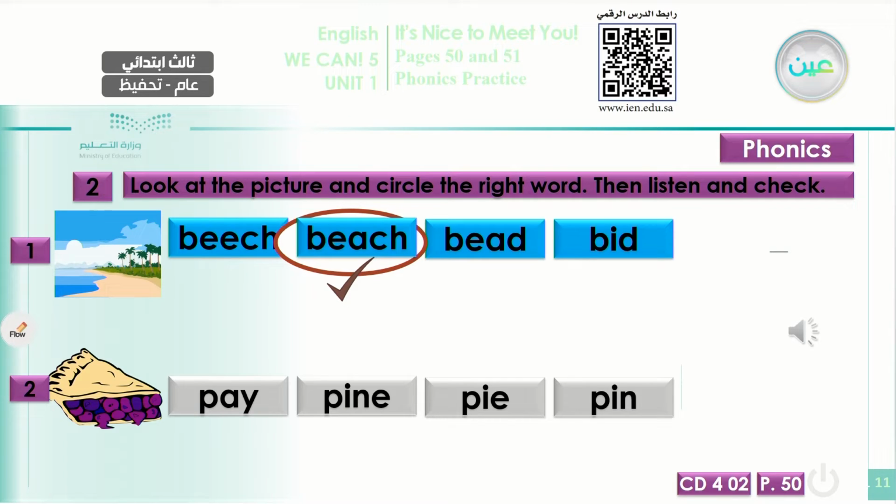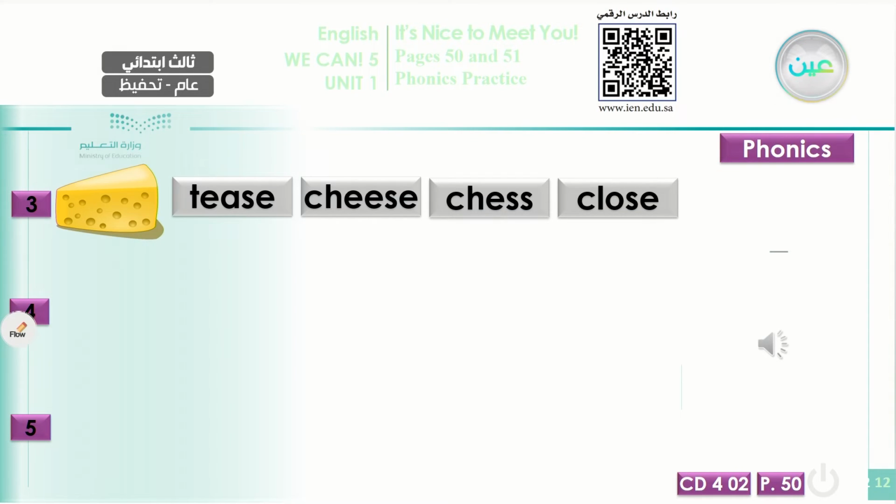Okay, let's go to the second one, number 2 here. This is a pie. We can tell this is a pie. But how do you spell pie? Is it the first, the second, the third, or the fourth? It is the fourth one. That is correct. So this is how we spell pie. P-I-E. Okay, we move to number 3. This is cheese. How do you spell cheese? Is it the first, the second, third, or the fourth? You can tell. You're excellent. Very good. So this is how we write cheese.